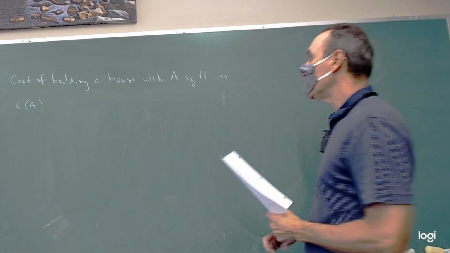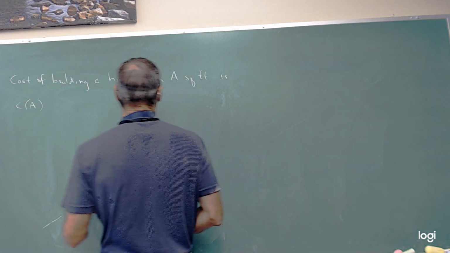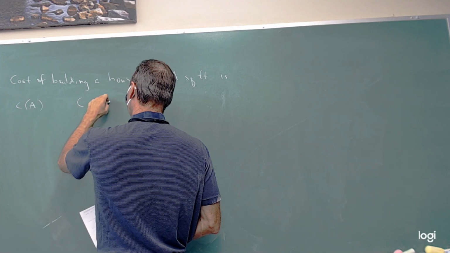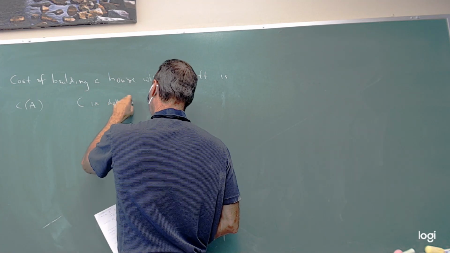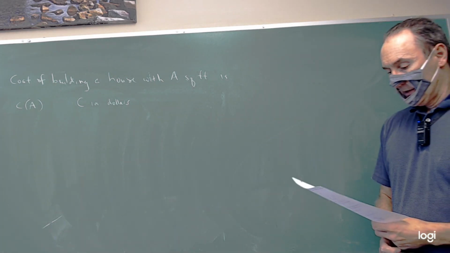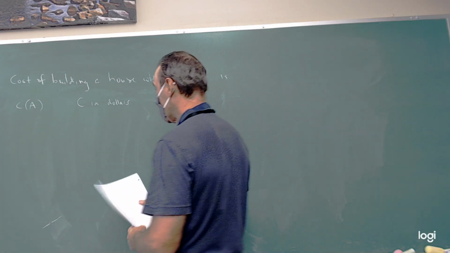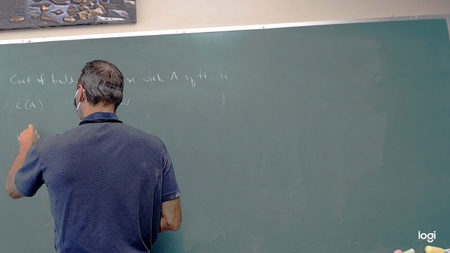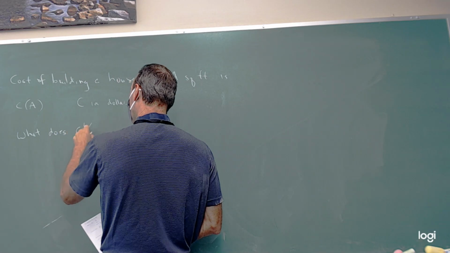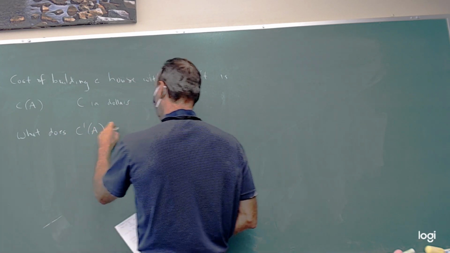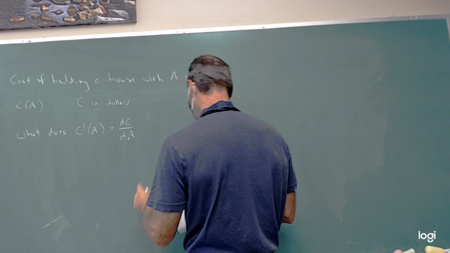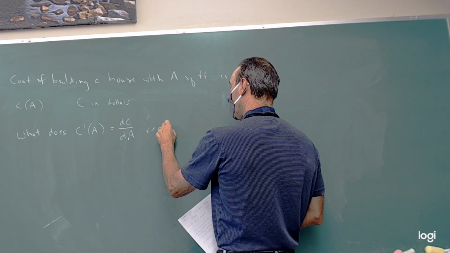And we're going to assume here that A is given in square feet, and we'll just say C is going to be in dollars. So not hundreds of dollars or thousands of dollars, but just in dollars. So, see if we can find our way through this, what does C prime of A, which could also be written in Leibniz notation as dC/dA, what does that represent?